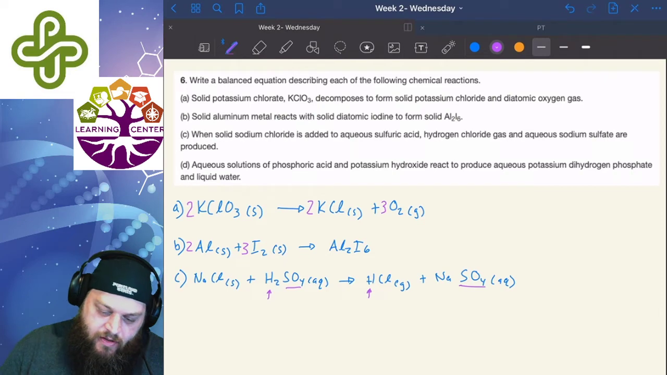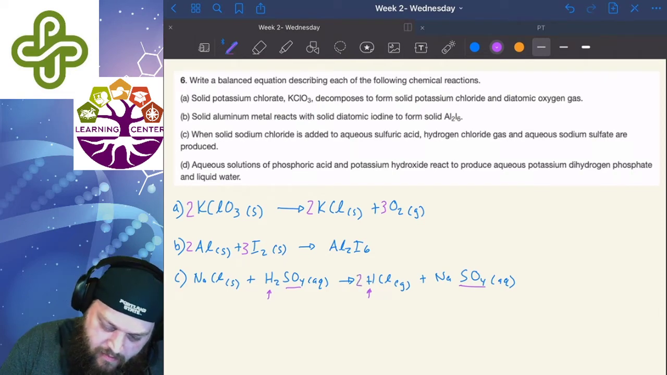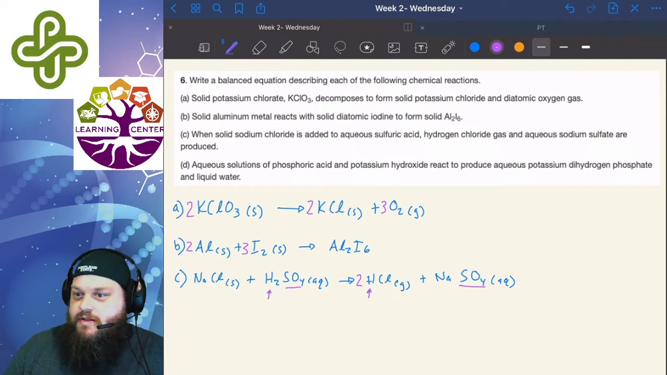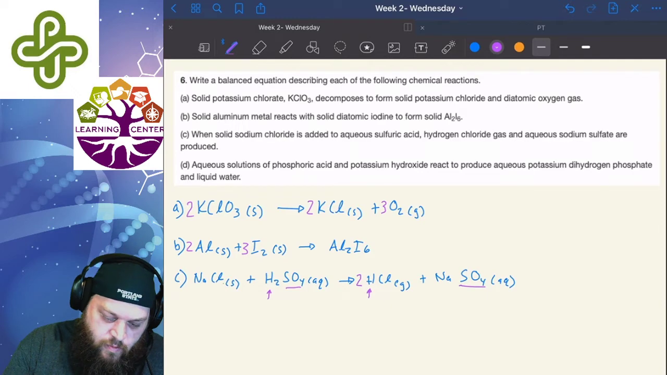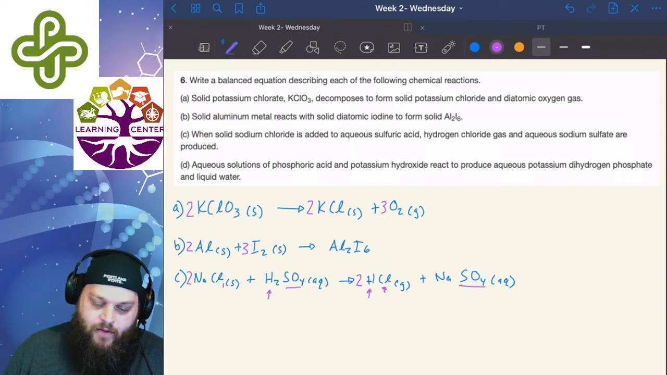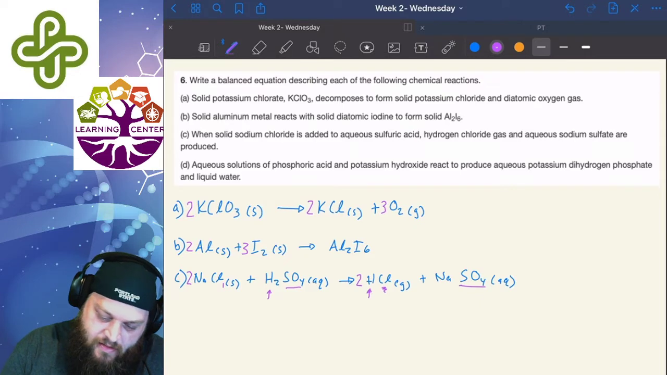So one thing we could do is throw a 2 in front of this guy. If we throw a 2 in front of there, that gives us those 2 hydrogens. Now we're balanced with the hydrogen. Looking at chlorine now, we have just 1 chlorine on the left, but now we have 2 on the right. So we need to put a 2 out in front of there, and that 2 then makes us have to balance the sodium as well.